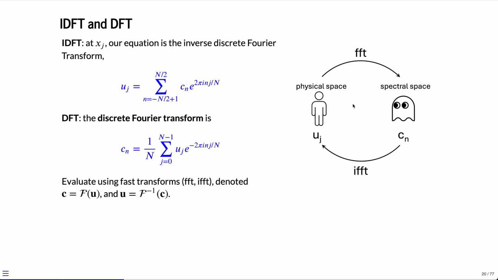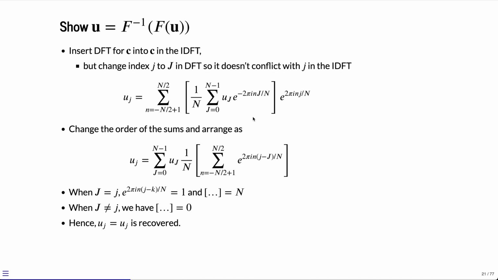This little picture visually illustrates that. In the physical space, we take a fast Fourier transform to get to the spectral space, and those spectral coefficients Cn, if we take the inverse fast Fourier transform, bring us back to the physical space. So we can show that u is f inverse times f of u, or u is also f times f inverse of u.